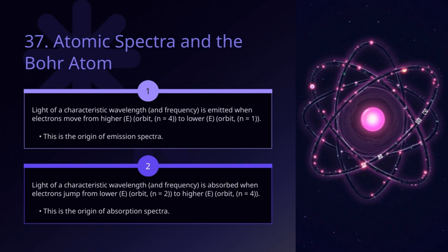On the other hand, the emission spectra arise from a different process. When electrons drop from a higher energy level, like n equals 4, down to a lower one, such as n equals 1, they release that energy as light of a characteristic wavelength and frequency. This results in bright lines or bands in the emission spectrum. These concepts are fundamental because they show us how atoms interact with light, and they help explain why each element produces a unique spectral fingerprint. This understanding ties into the bigger picture of atomic structure and how energy levels govern atomic behavior.